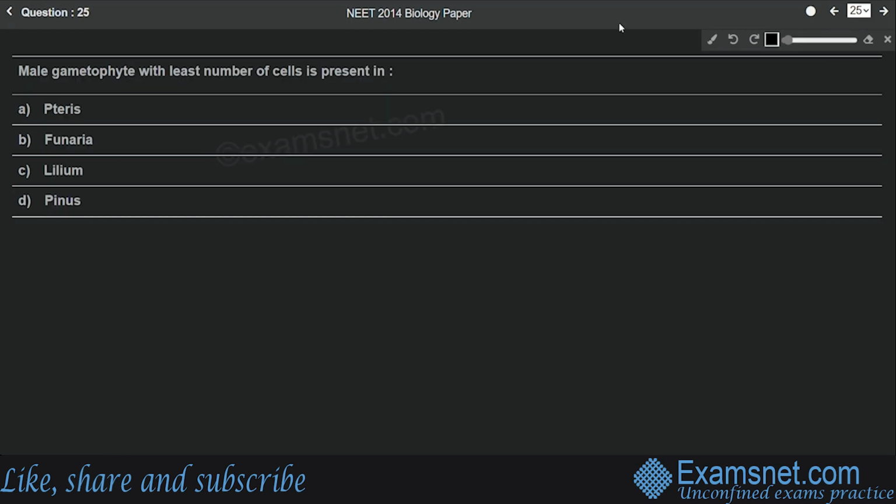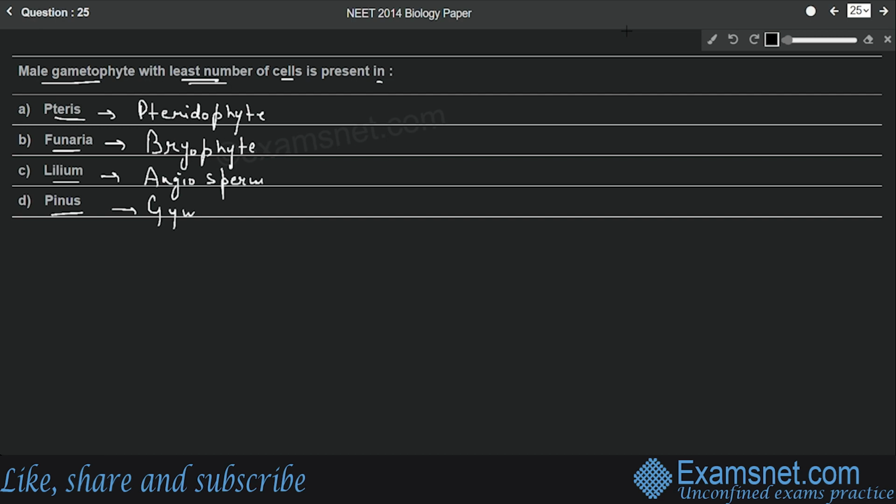Question number 25 is from the chapter Plant Kingdom, and the question is, male gametophyte with least number of cells is present in. Options are Pteris, Funaria, Lilium and Pinus. So Pteris is an example of pteridophyta. Funaria is an example of bryophyta. Lilium is an example of angiosperm. And Pinus is an example of gymnosperm, right?